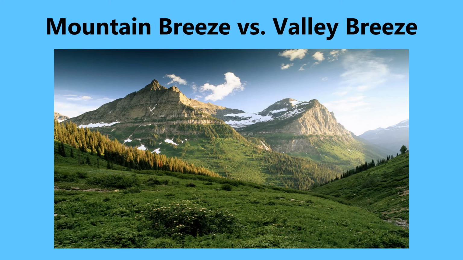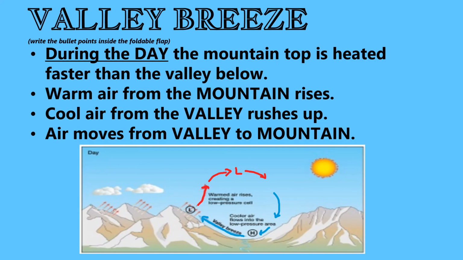So mountain breezes and valley breezes are just like land and sea breezes. One's going to heat up faster, one's going to cool down faster. So it's going to create this high density and low density. It's going to create warm and cool. So it's going to create those convection currents that are constantly making the cool air move from one to the other. So let's start with the day.